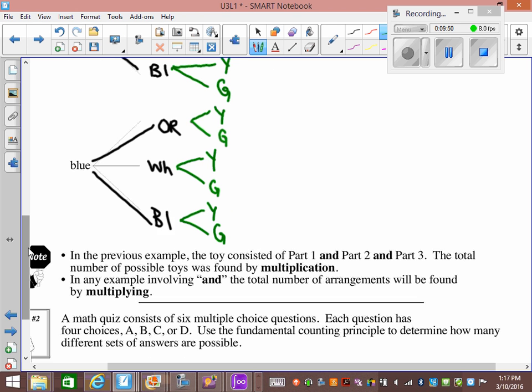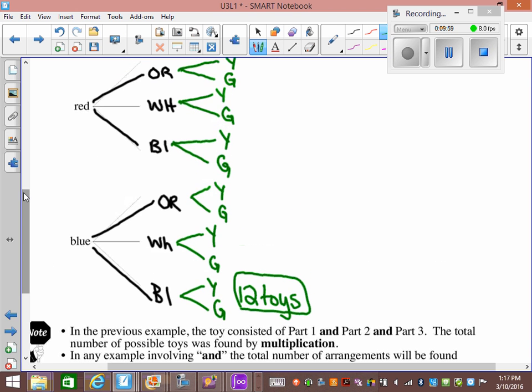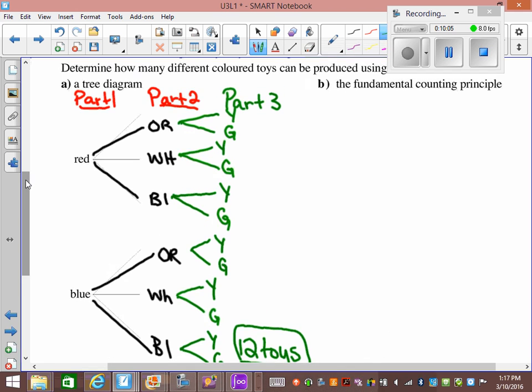12. So we can make 12 toys. Like I said, the benefit to a tree diagram is that you can see every single outcome, what the actual outcomes would all be. If I use the fundamental counting principle, I'm going to make the parts to whole. So part 1 has how many options? Red or blue? So 2.